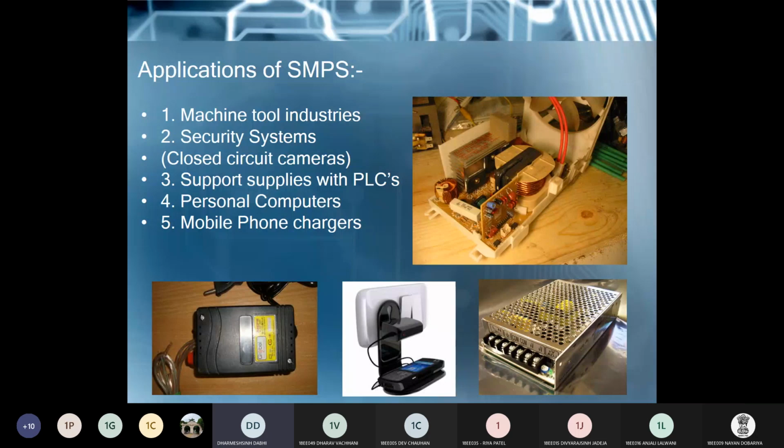Now what is the application? As we already discussed, SMPS is applied in machine tool industries and security systems, like the CCTV camera that requires a power supply. In that case also we use the SMPS. In the power supply for the PLC, if you see the PLC lab in our department, there also we use the SMPS for providing the DC power supply. Then obviously in personal computers and mobile chargers we also use this type of SMPS. You can see this is the circuit of SMPS. It also looks like this one.